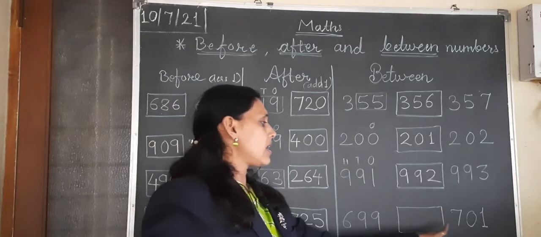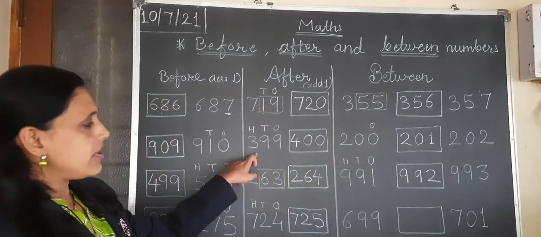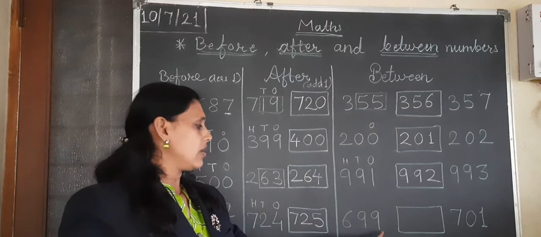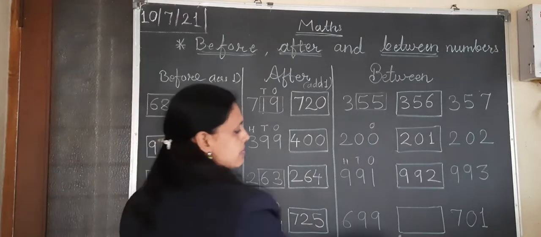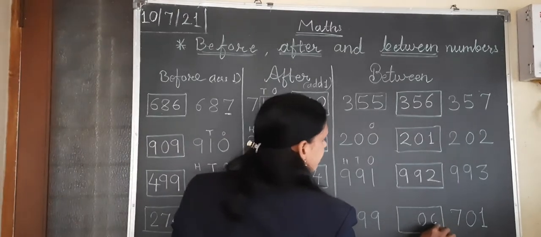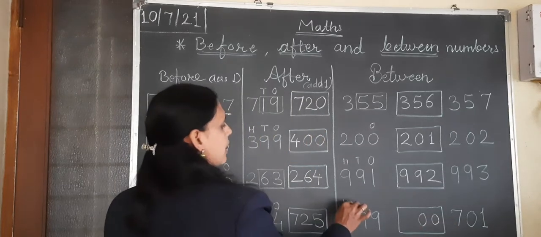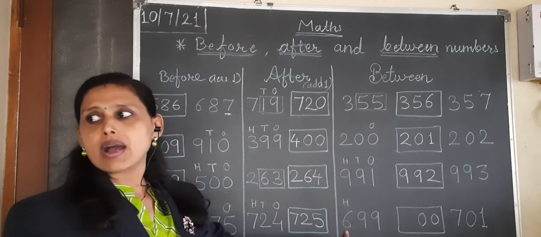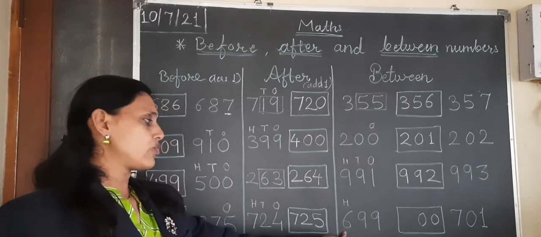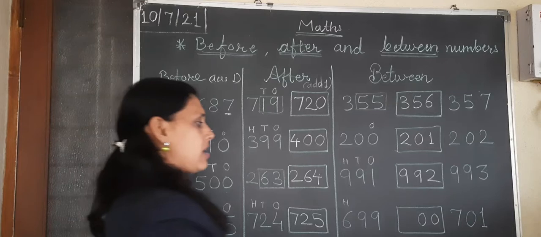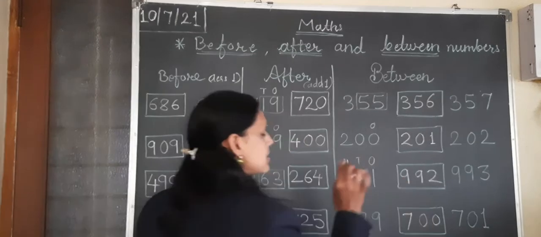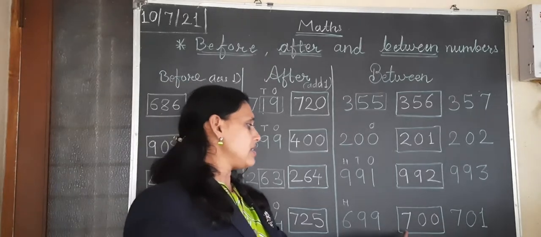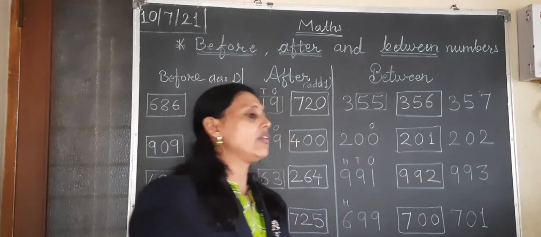Next one, 699 dash and 701. What we have done here for after number, same way we have to do here. In 99 replace with 00 and from the hundreds column, 6 we have to increase by 1. So 6 and 1, there comes 7. So your answer is 700. So the series is 699, 700 and 701.